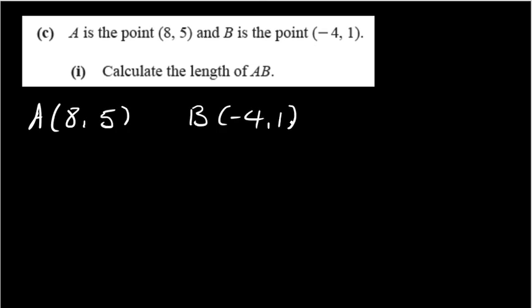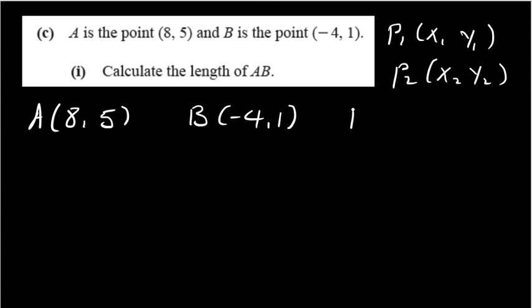The next question says A is a point 8, 5 and B is a point negative 4, 1. Calculate the length. The point A is 8, 5 and the point B is negative 4, 1. Remember, there is one rule. If we have 2 points, let's say P1 as x1, y1 and P2 as x2, y2, the length, meaning the distance between P1 and P2, can be found as the square root of x2 minus x1 the whole square plus y2 minus y1 the whole square.